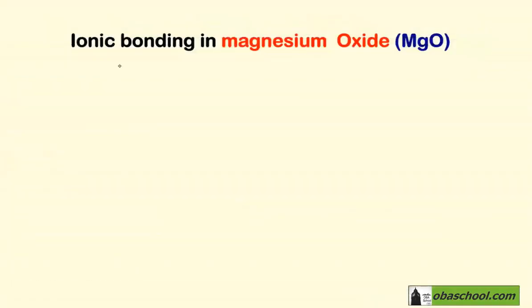Ionic bonding in magnesium oxide, MgO. We will explore the formation of ionic bonds in MgO. Magnesium oxide is made up of one magnesium atom and one oxygen atom.